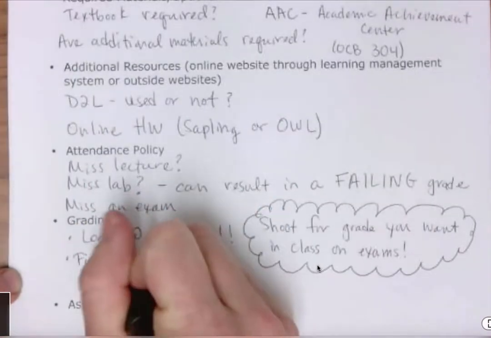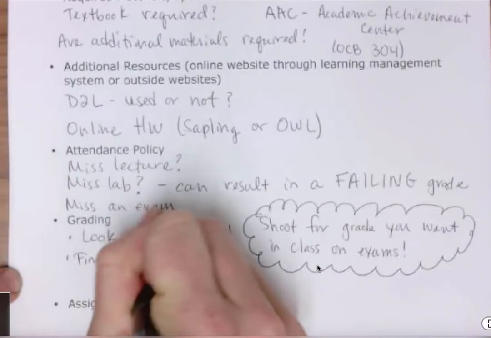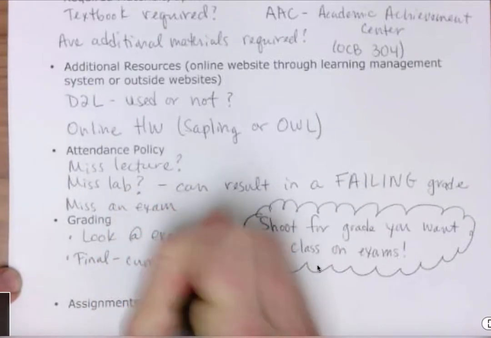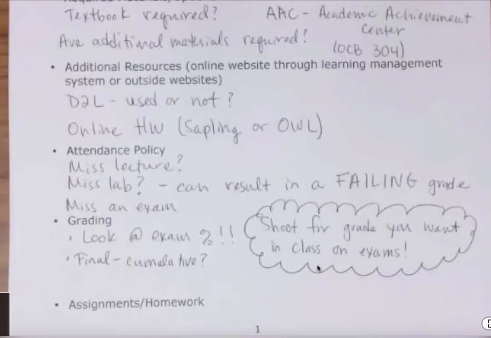Is the final cumulative? Meaning, does it cover everything that you've learned all semester, or is it just the last unit that you worked on? For all of our chemistry courses, the final is cumulative. I know for other science courses, you might not have a cumulative final, or you might have the option of not taking the cumulative final if you have above a certain grade. But for chemistry, you have to take the cumulative final.